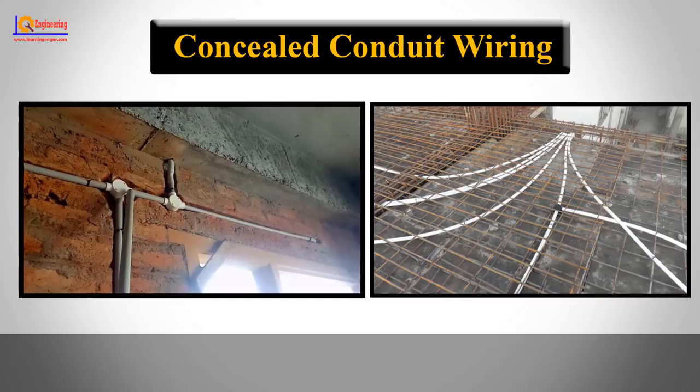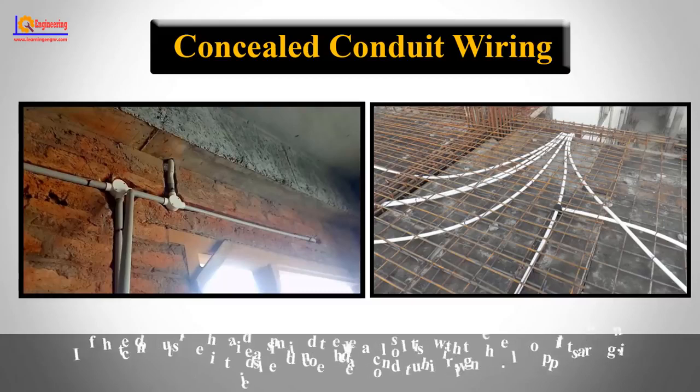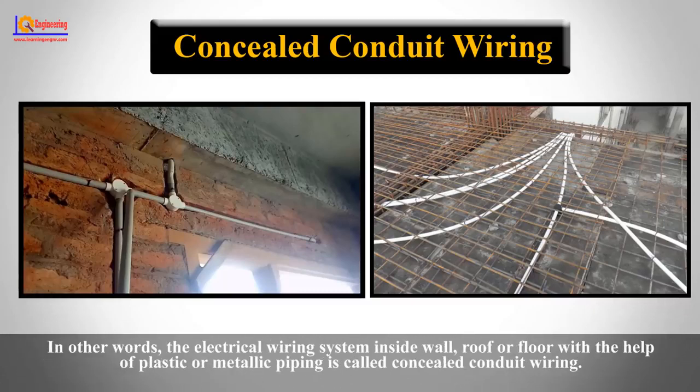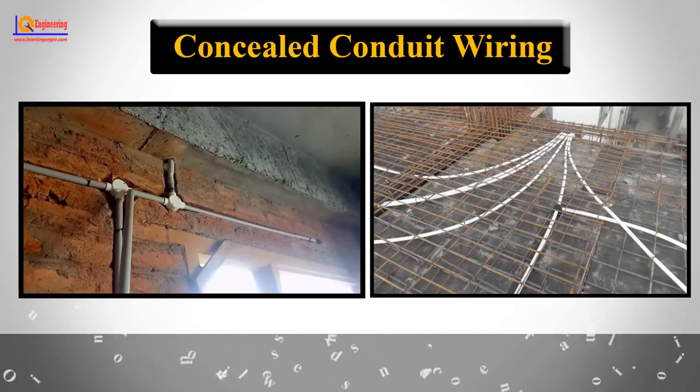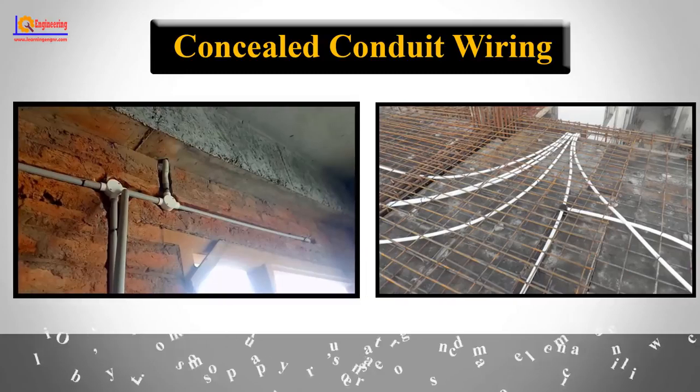Concealed conduit wiring. If the conduits are hidden inside wall slots with the help of plastering, it is called concealed conduit wiring. In other words, the electrical wiring system inside a wall, roof or floor with the help of plastic or metallic piping is called concealed conduit wiring. Obviously, it is the most popular, beautiful, stronger and common electrical wiring system nowadays.